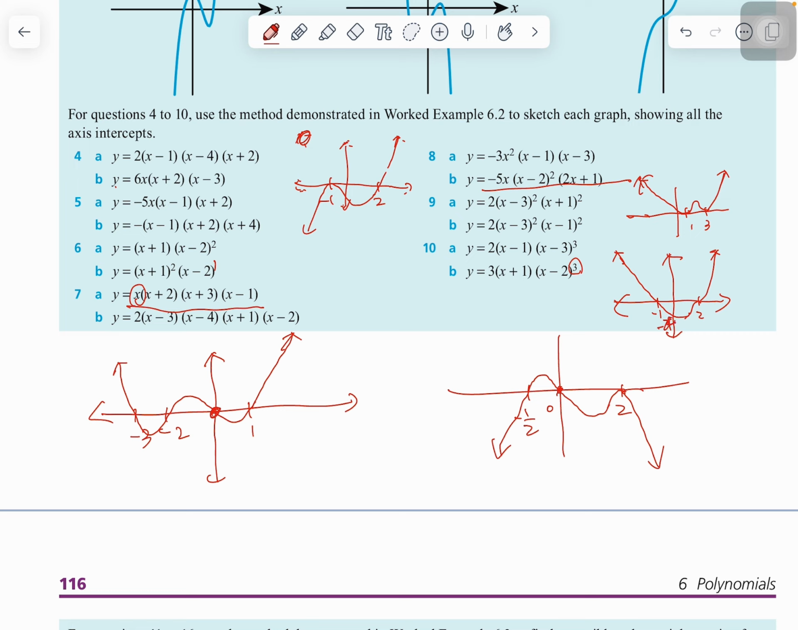So this is how to sketch the graph with just the x-intercepts and multiplicity, the leading coefficient, and the degree, which determines the end behaviors.